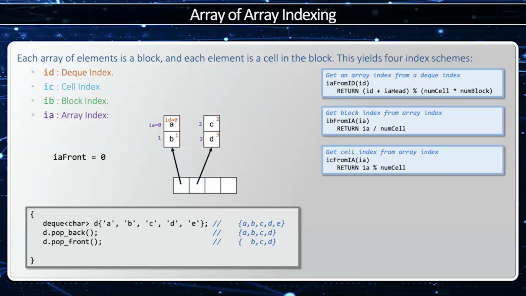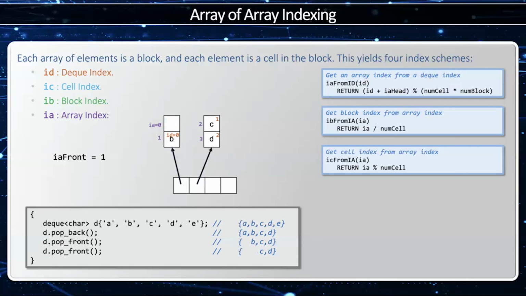Now, when I say pop front, what's going to happen now? The first thing I'm going to do is remove A, and that's going to shift my Deque indices by 1. So my Deque index goes blank, 0, 1, 2. My array indices stay the same. In other words, my array indices are independent of whether there's elements in it. So now I'm offset by 1, so my IA front equals 1.